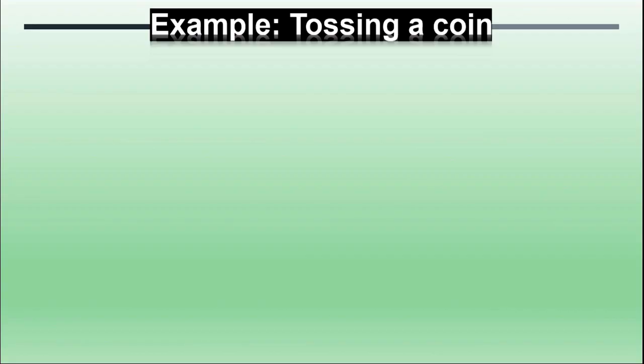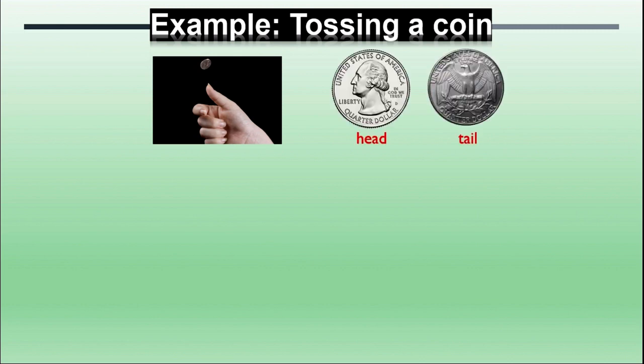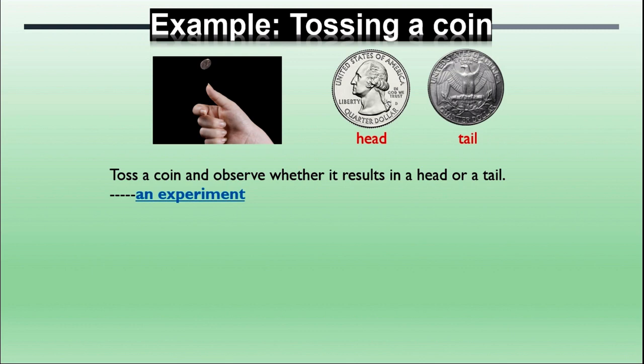Let's begin probability with a straightforward example of tossing a coin that is easily described. Suppose a coin is tossed once and the up face is recorded, a head or a tail. Toss a coin and observe whether it results in a head or a tail. We call it an experiment.